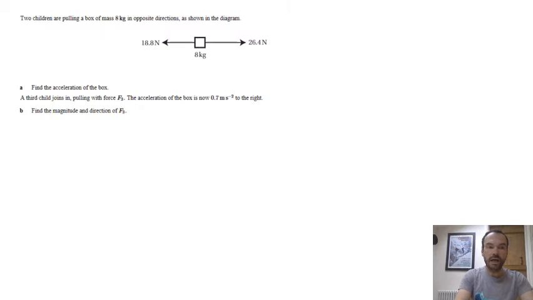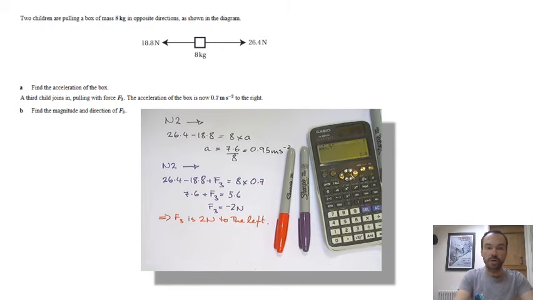Another example, two children pushing a box. Read the example question. Right, how do we do that? Any mention of forces and acceleration and mass is Newton's second law. Say which direction you're working in. Newton's second law to the right. Resultant force, the right-hand force take the left-hand force, equals mass times acceleration.